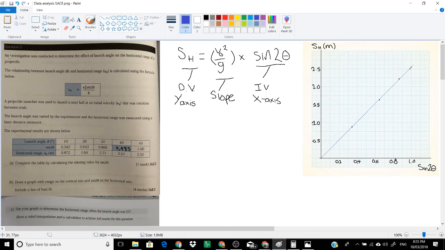So, just reading from here, an investigation was conducted to determine the effect of launch angle on the horizontal range of the projectile. Now, the idea, simply put, I just get my little pen out.